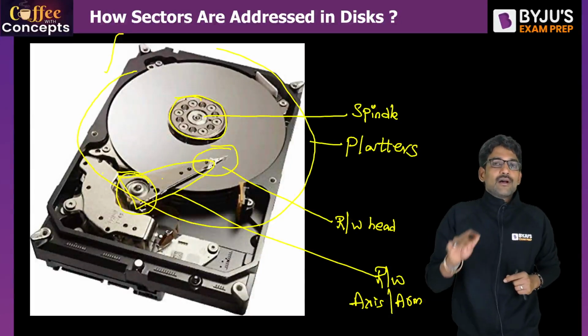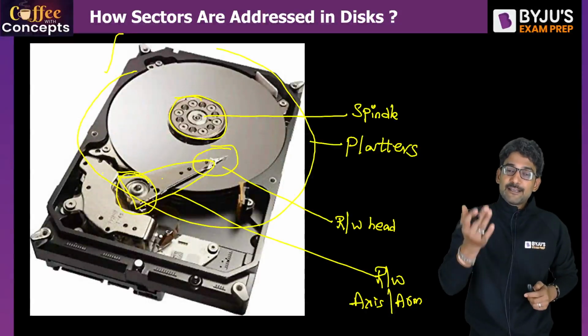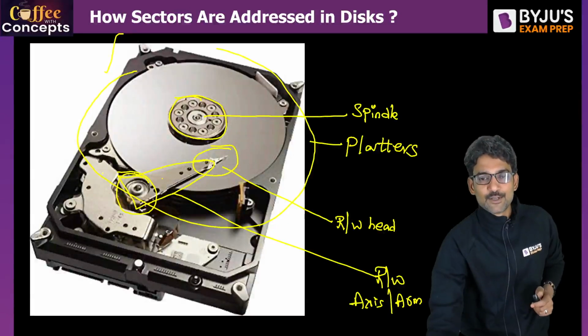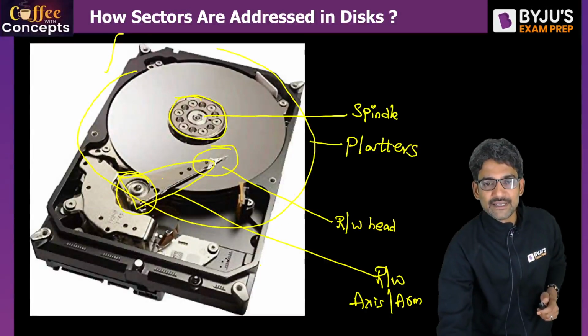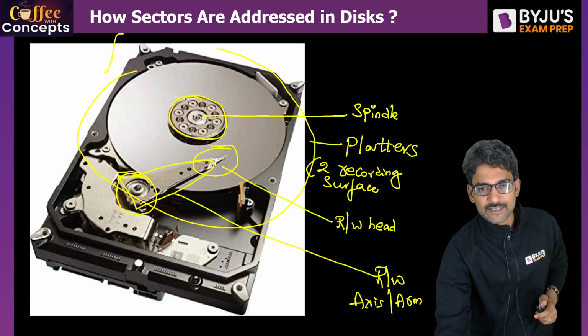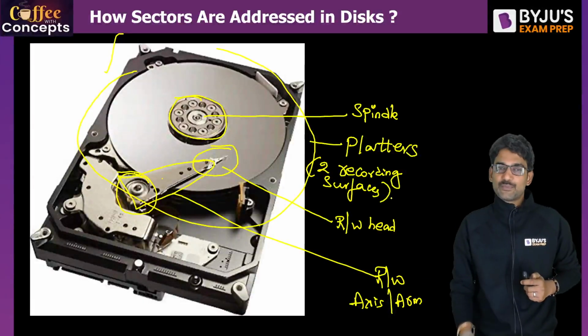So how many platters are we having? Multiple platters, and every platter can be recorded on the top and on the bottom. So every platter has how many surfaces? 2 recording surfaces, top and bottom.